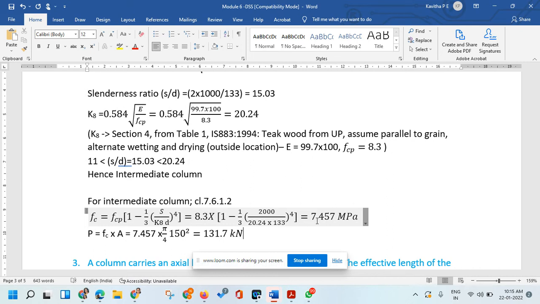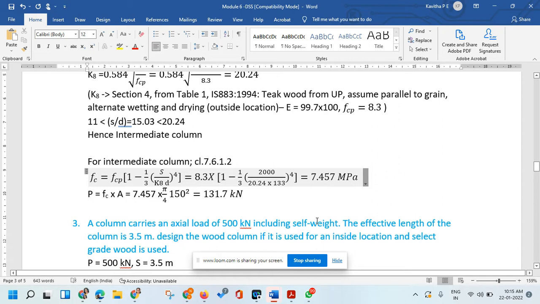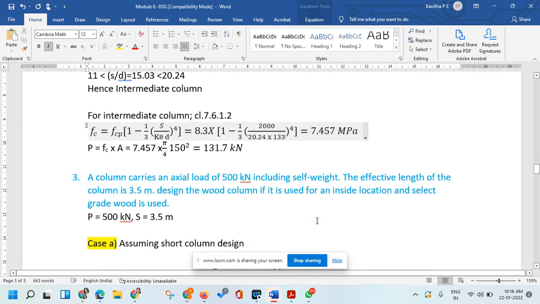I get the axial load carrying capacity as the stress value into cross-sectional area. Here, you can either put the cross-sectional area of the circle or the equivalent square, because both the areas are equated, so both will be same. So 7.457 into pi by 4 into 150 square will do. Or 7.457 into 133 into 133 will also give you the same answer. So that's it. The same procedure: calculate the slenderness ratio, identify the type of column, and get the value of stress as per the equation suggested in IS 883 clause 7.6. Then calculate the load as stress into cross-sectional area.